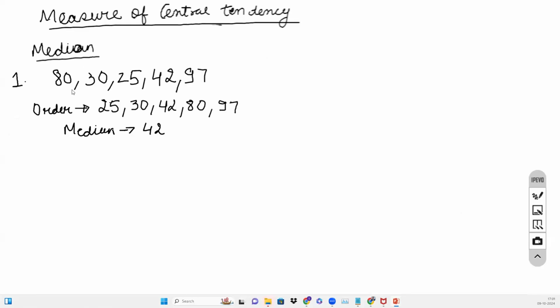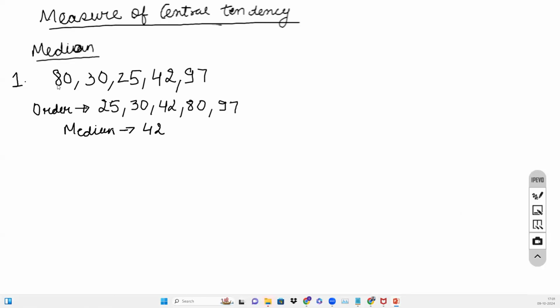So we can see the first example. In this example, we have a total of 5 records, which means n is equal to 5. As per the formula, you can do n plus 1 divided by 2. So n plus 1 is equal to 5 plus 1, 6, divided by 2 is going to give us 3. So the median value will be the third value.